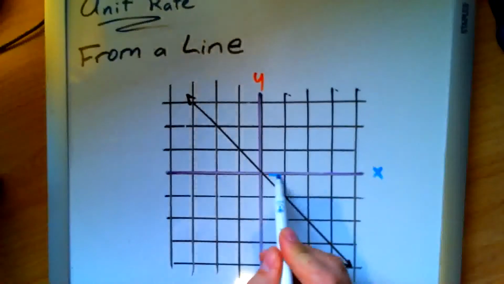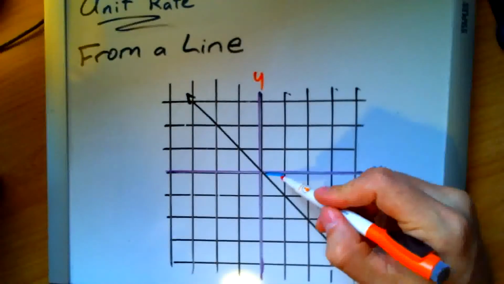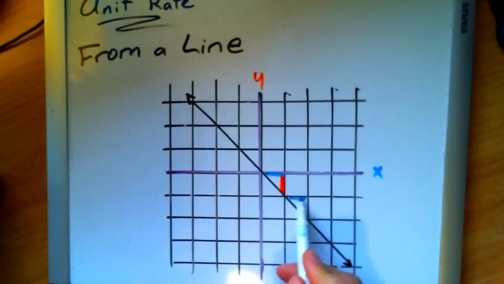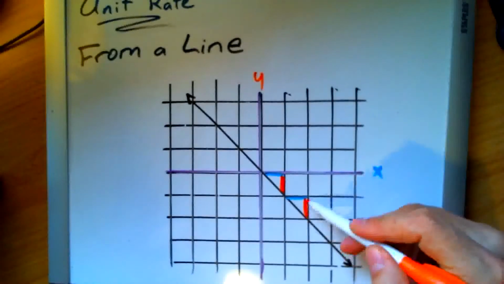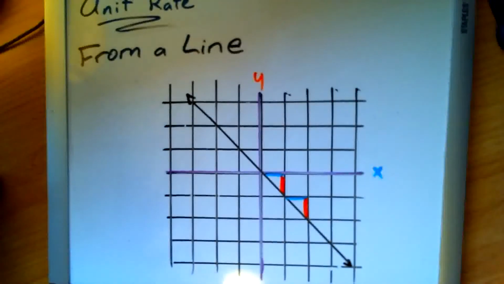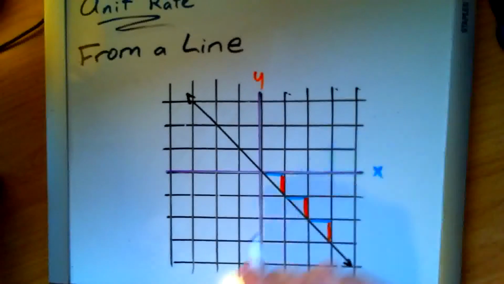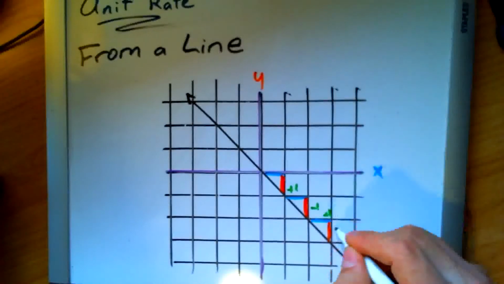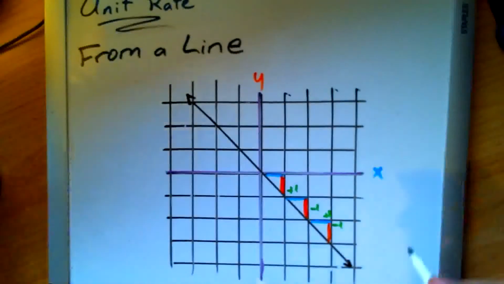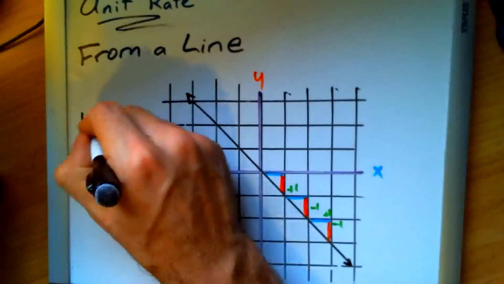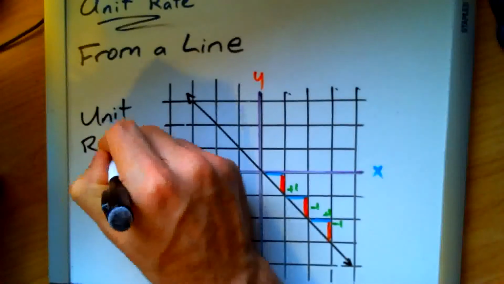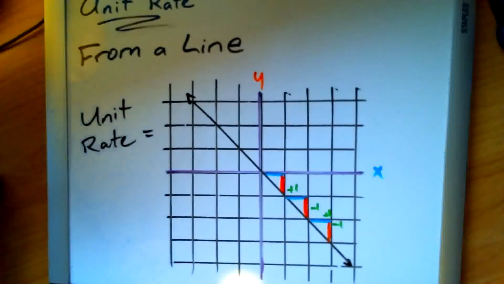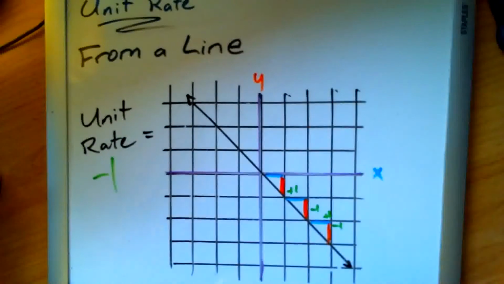So when we're determining the unit rate, we want to know when x goes up by 1, what changes in y. So x goes up by 1, y goes down by 1. X goes up by 1, y goes down by 1. So because y goes down by 1 every time x goes up by 1, our unit rate is -1.